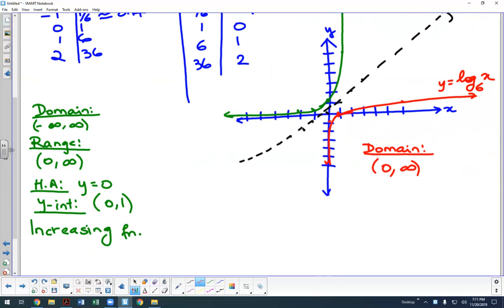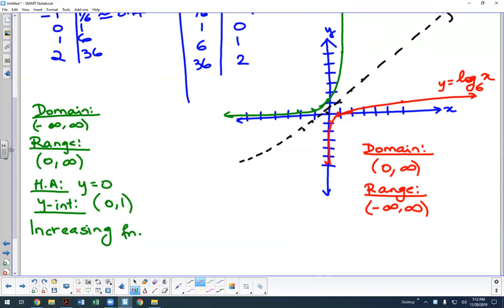Our range for the logarithm function: this arm is going down to negative infinity. This arm, as it goes right, will also start going up, so it's going to positive infinity. So your range is negative to positive infinity. Of course, your domain and range have switched places from the exponential to the logarithm.